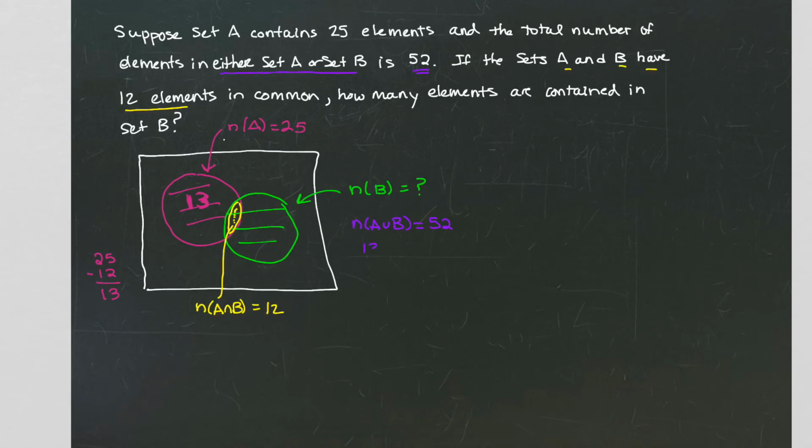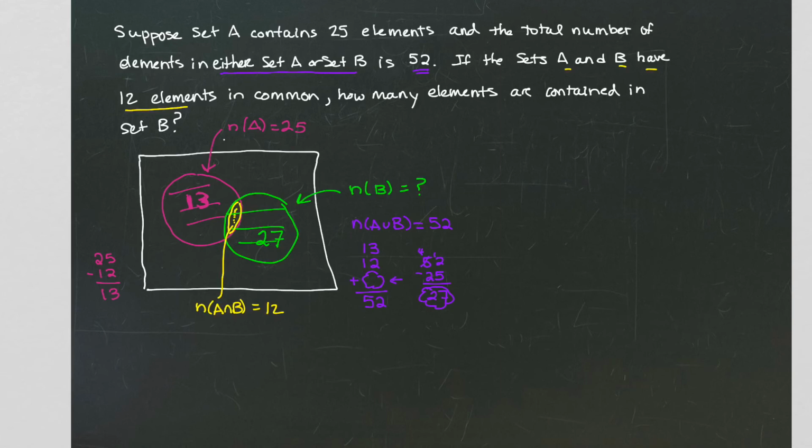Right now I have 13 elements in just the A part, which is the pink part. I have 12 elements in the intersection. I don't know how many are in the green part, but I know they have to total 52. So how many are in here? Well, I can simply take 52 and subtract off 13 and 12, which is 25. And so that gives me that there are 27 elements left over in the green part, right here. So I have 27 elements outside of the intersection, but inside B.